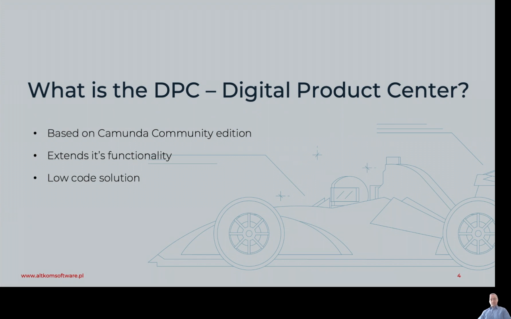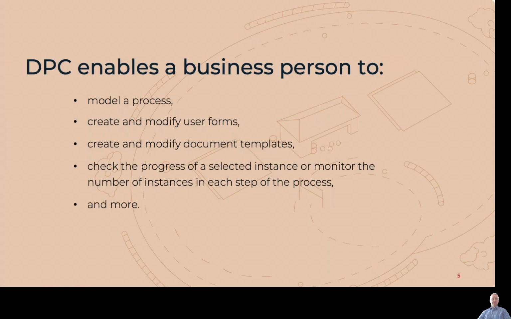DPC is a low-code solution. It means that almost no coding is required while you create a process or modify anything in the process. This factor also improves the safety of the solution. Using DPC, a business person can model a process, create and modify user forms and document templates, check the progress of a selected instance, or monitor the number of instances in each step of the process.